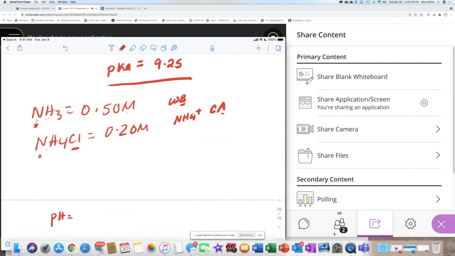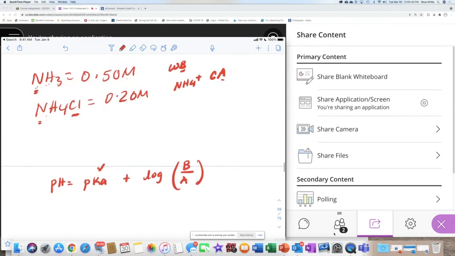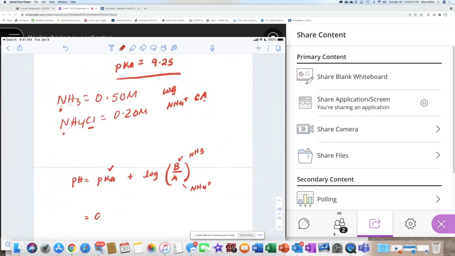So pH is equal to pKa, we got that, plus log base over acid. Put this in parentheses. So now we got our base, this would be NH3. We got our acid, this would be NH4 plus, right? So pKa, what was that number? 9.25 plus log in parentheses. Our base is 0.50. Our acid is 0.20.